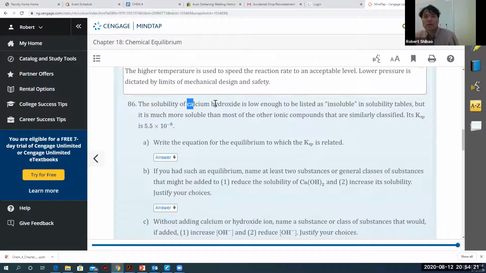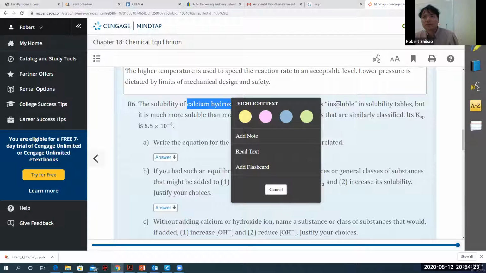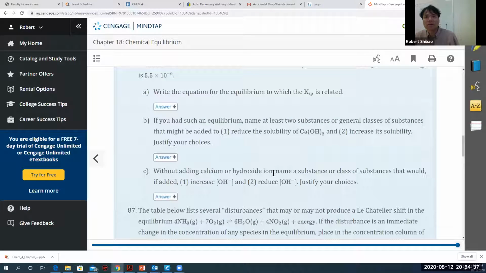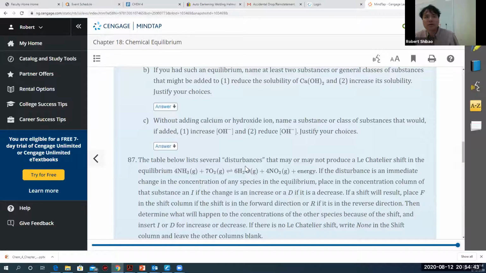Calcium hydroxide, we classified that as soluble, but it's really borderline, you know. But it is much more soluble than most of the other ionic compounds that are similarly classified. The Ksp is going to tell you, Ksp and solubility are related. Ka and pH are related. That's all the take-home message we have here. We can do different calculations, equilibrium style calculations for those.